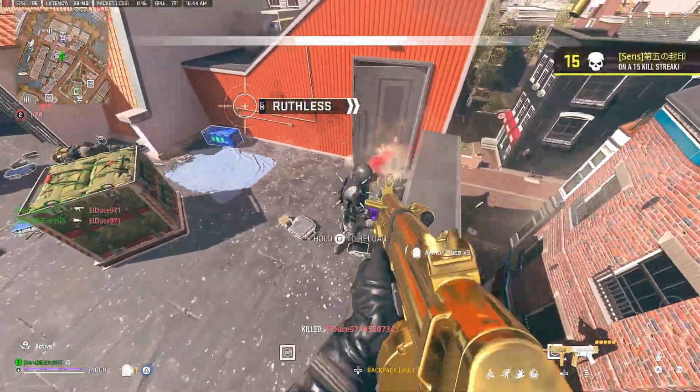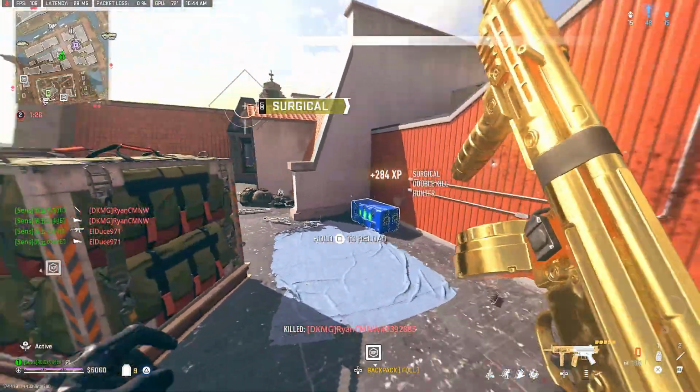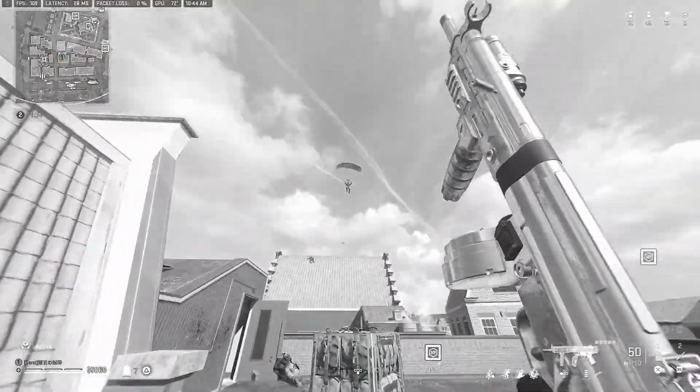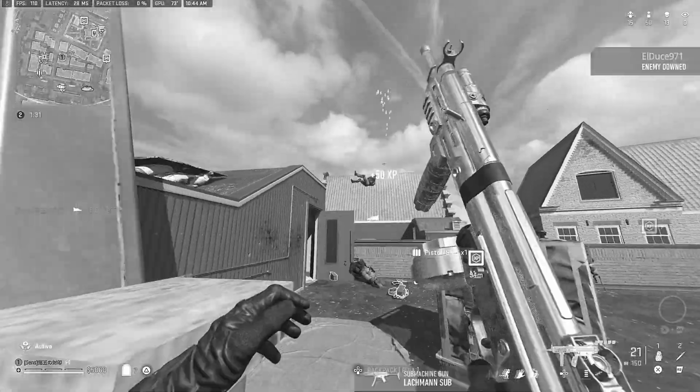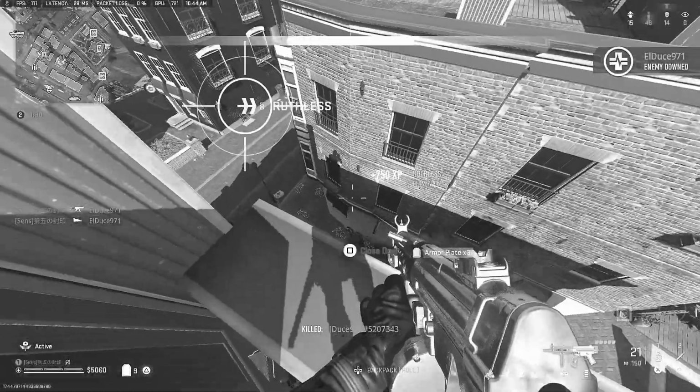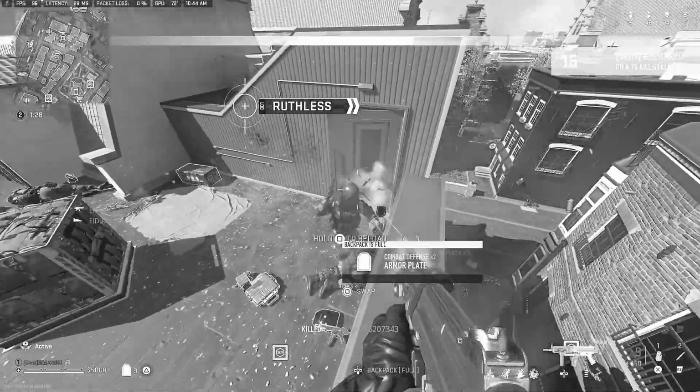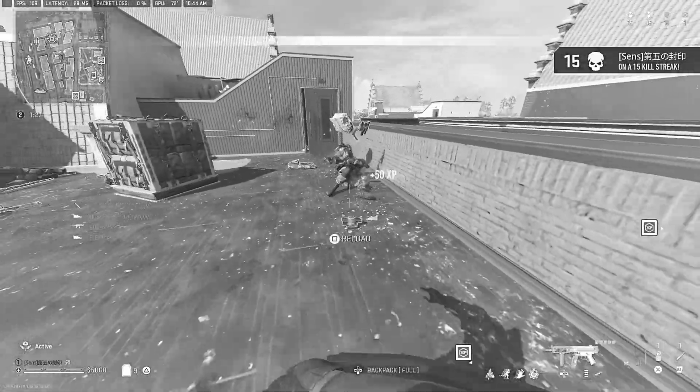Marking the rest of them. Marked remaining operators. Target down. Marking the rest of them. Marked remaining operators.